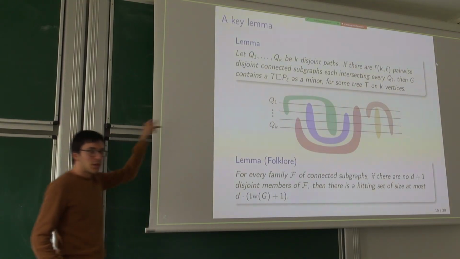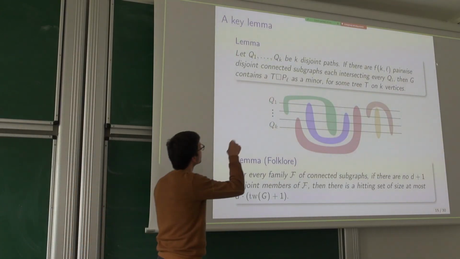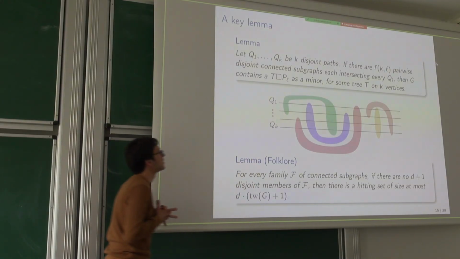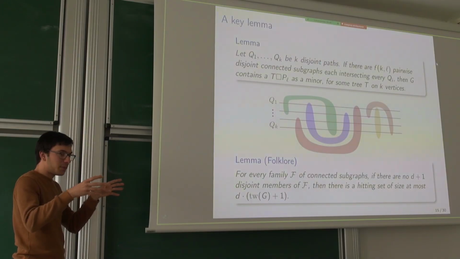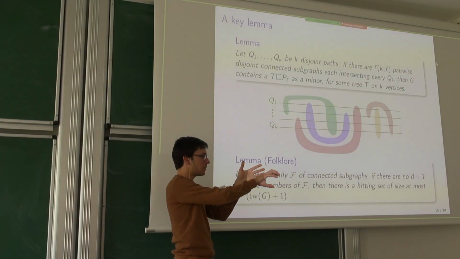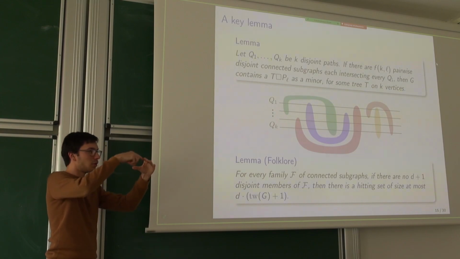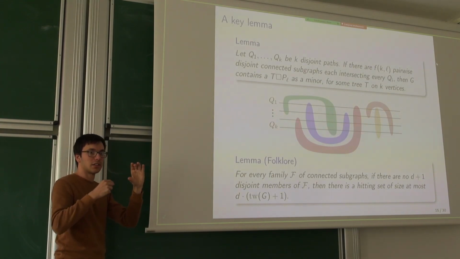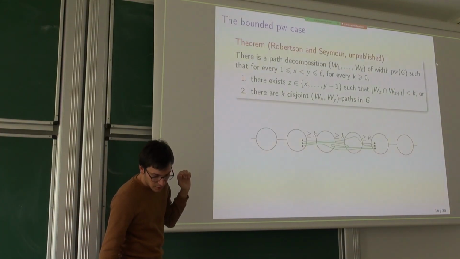So when I combine these two lemmas, it says that in a graph that excludes all my obstructions T times P_L for every tree T on k vertices, then any family of k disjoint paths can be somehow separated with a constant number of vertices. So I can find constantly many vertices, such that every component of what remains is disjoint from one of the k paths I had in the beginning. Okay. So this is how we will use it.